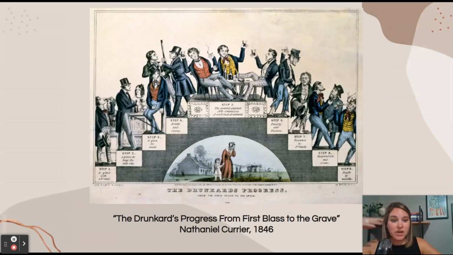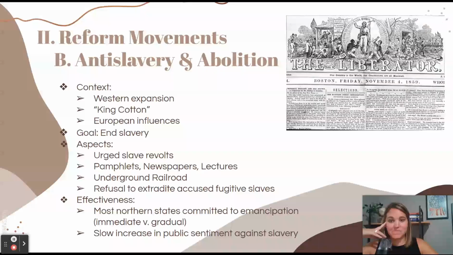Here's another one, a little more extreme: The Drunkard's Progress from first glass to the grave. It shows how just the first glass isn't a big deal, but then it becomes a habit, a disease, and then it leads to their eventual death. Very powerful images of the time period.